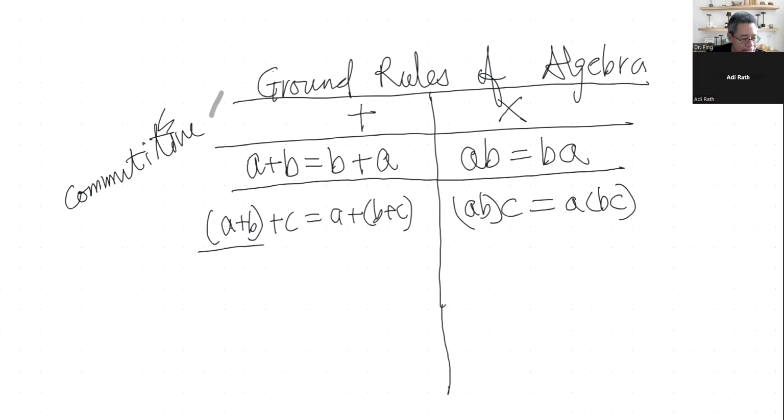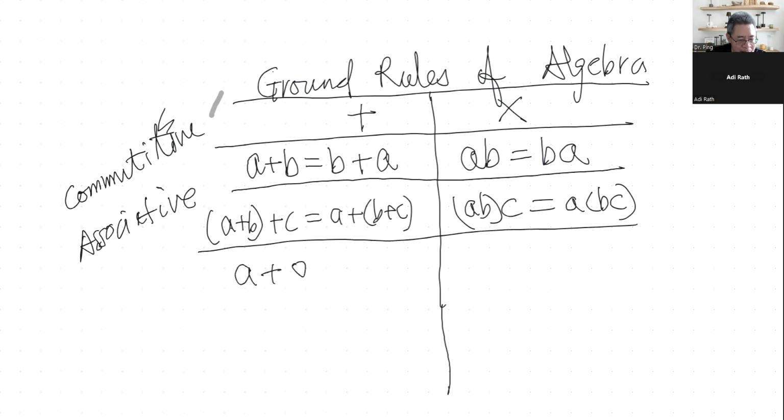And this is called associative. And then we have A plus 0 equal to A, or A times 1 equal to A. Now, do you remember what this rule is?